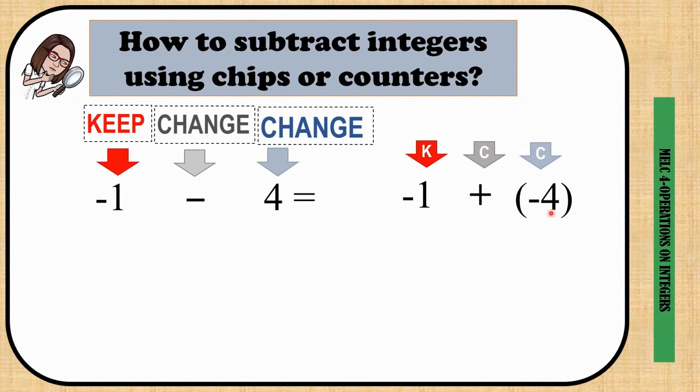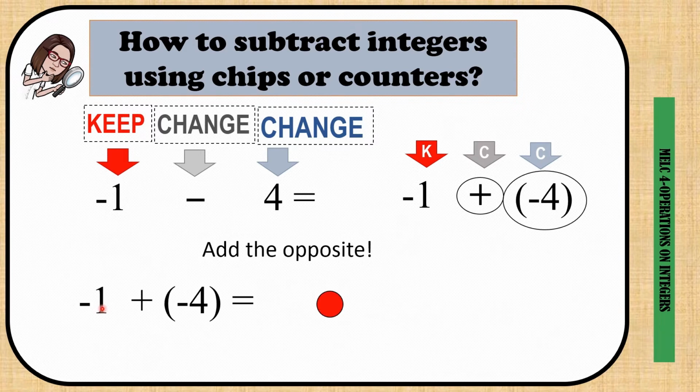So that was changed into negative. Then observe it. We are now adding the opposite. Instead of subtracting, we will just add. And this is what we are going to use for the counters representation. We have here the addition: negative 1 is represented by a red chip, or a counter, plus another negative. So negative 4, I have 4 red chips, red counters. Now, if you combine these counters, that will result in a negative 5, which is the difference of the given integers. That's why if you have negative 1 minus 4, the answer is negative 5. Okay, so that is our difference.